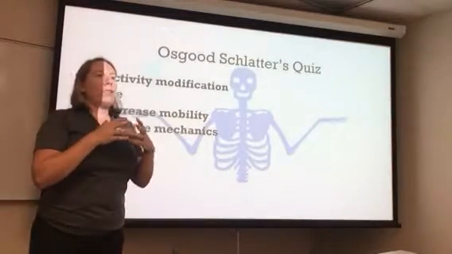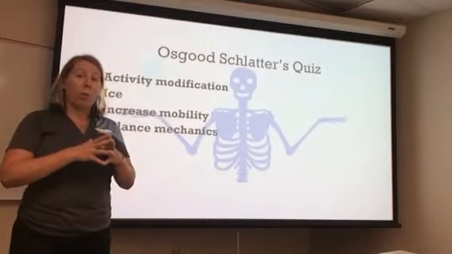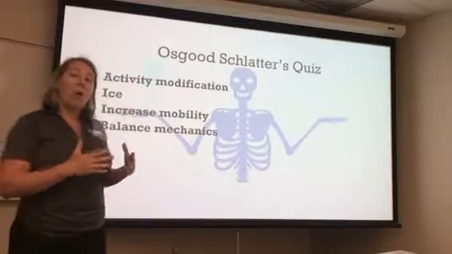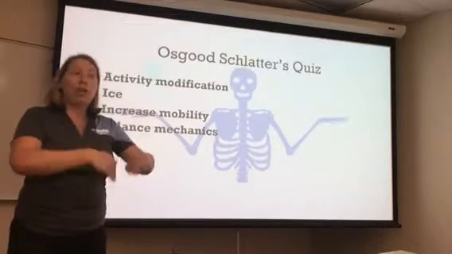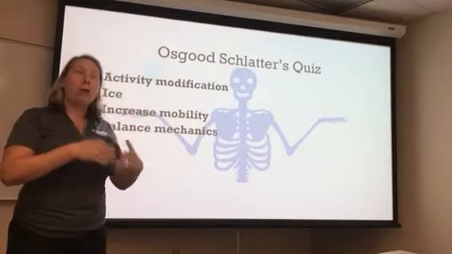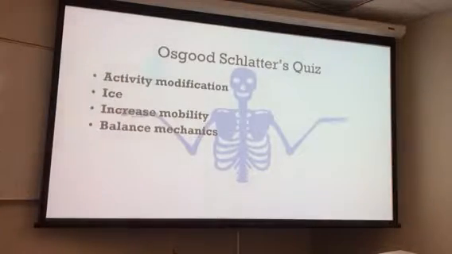Oftentimes these patients are overly strong in the quadriceps and they need probably a little bit more work on the glutes or the hamstrings. So balancing the mechanics and getting good quality mechanics. Maybe they're squatting with too much quad, or jumping with too much quad work. Instead we need to work and focus on glute activation, and that will make it easier and less painful for the patient.